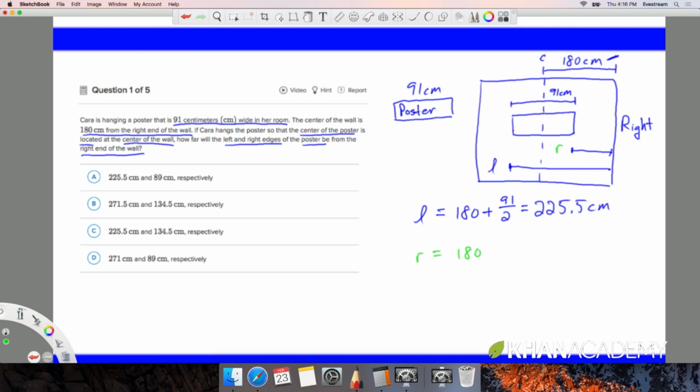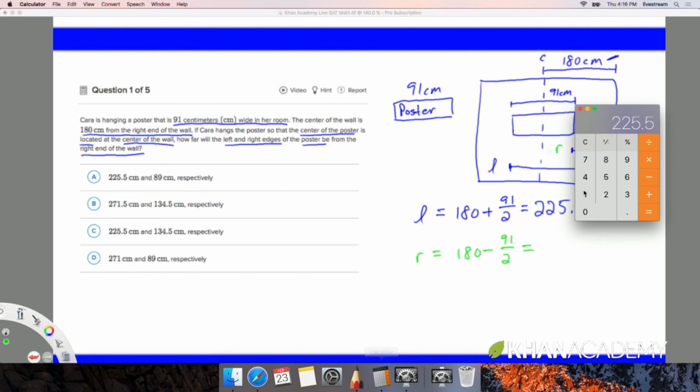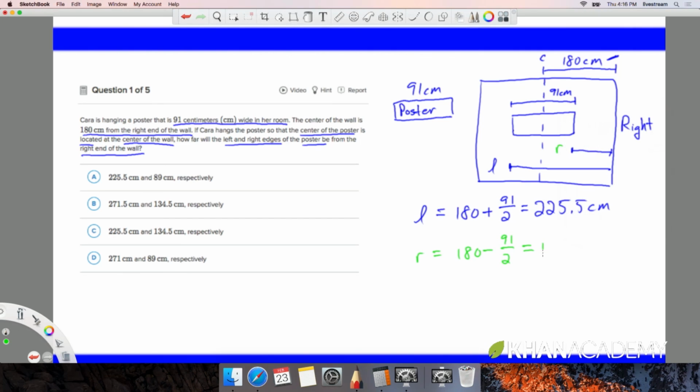And again, since I know that this is 91 centimeters total, I can subtract 91 divided by 2. And then pull up that calculator again. 180 minus 91 divided by 2 gets me 134.5 centimeters. So then I want to look at my answer choices now, and I've got the left edge at 225.5. Okay, well that one's out and that one's out. And then the right edge should be 134.5, and so then my final answer again is C.